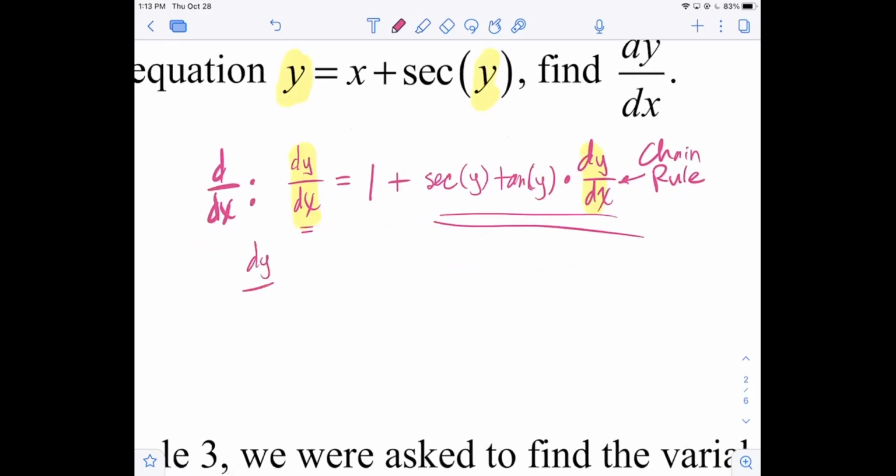So dy dx is still over here, and he welcomes his new friend, which becomes minus secant of y tangent of y, or sexy tanny, right? Oh my, times dy dx, and that equals 1. Now, those are not like terms, are they? They're not like terms, so we can't just add them together. But we're trying to solve for dy dx, and both terms do, in fact, have a dy dx in it. So what's the algebraic maneuver from here? What do we do?